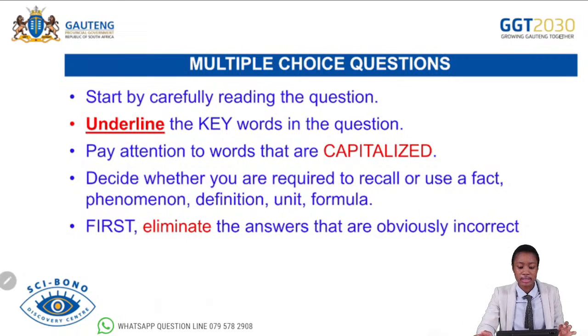The fifth one is to first eliminate the answers that are obviously incorrect. Be careful not to eliminate the right ones. With multiple choice, if we are dealing, for example, with Newton's law, and the option has something to do with rest or constant velocity or stationary, you can immediately eliminate that one because you know it has nothing to do with the concept that was asked. So eliminate the answers that are obviously incorrect.